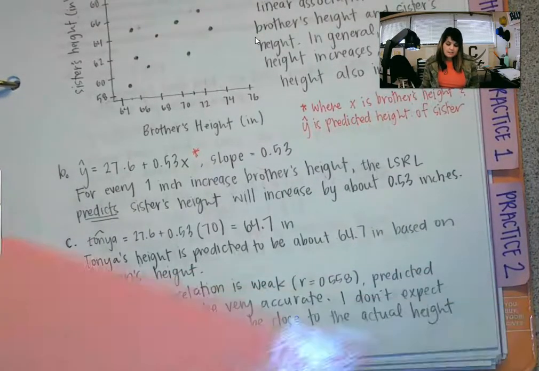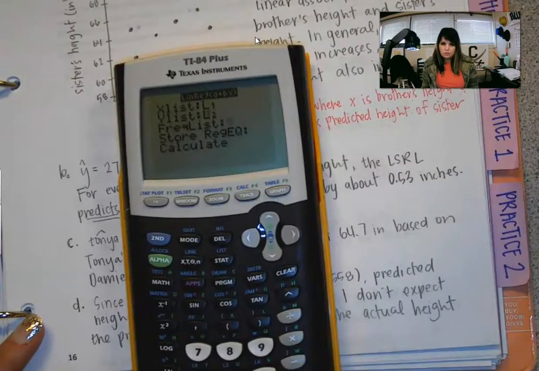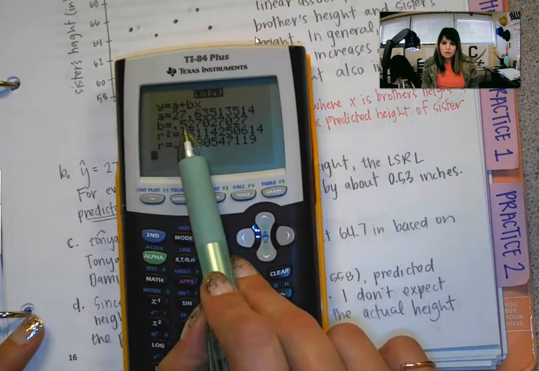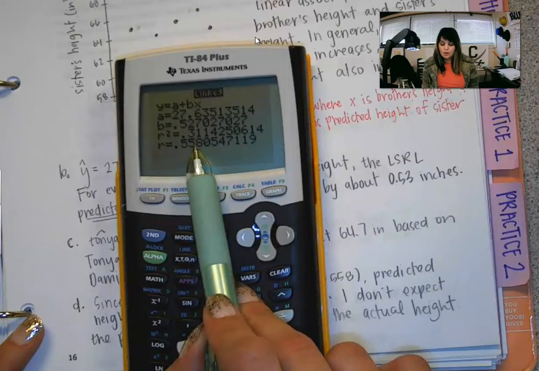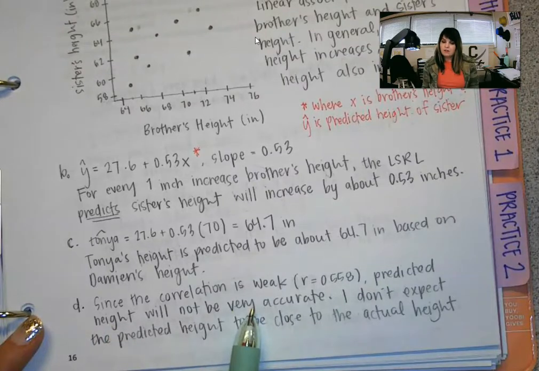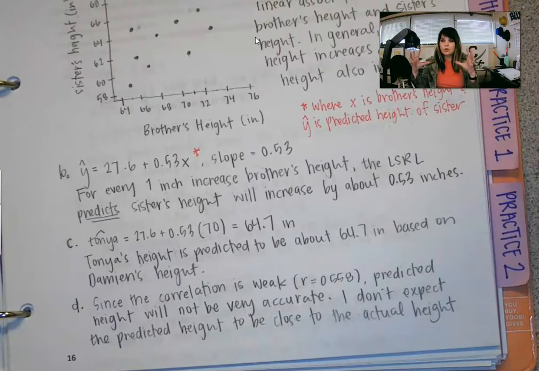And then last, since the correlation is weak, so when we run that regression, this is your y-intercept, this is your slope, this is your correlation. That is weak correlation. So since the correlation is weak, predicted height will not be very accurate. I don't expect predicted height to be close to the actual height. Why? Because the points are going to be so far away from your regression line. So when the points are far away, that means your relationship is not close and your predictions are not going to be great.